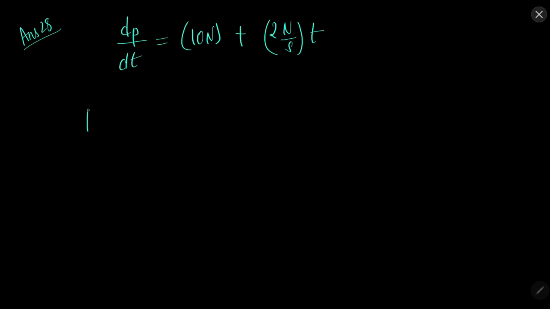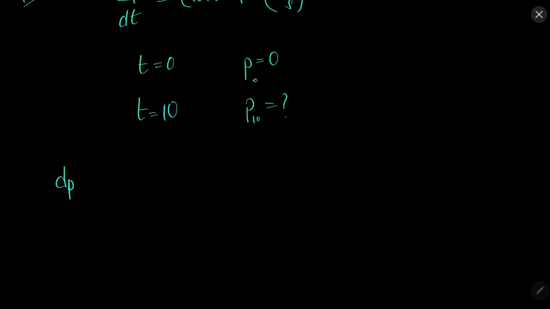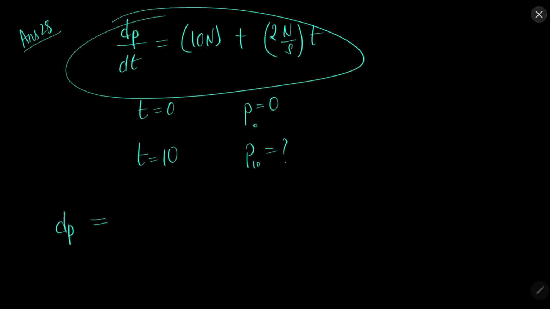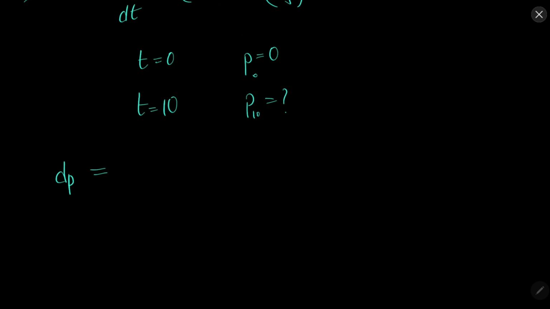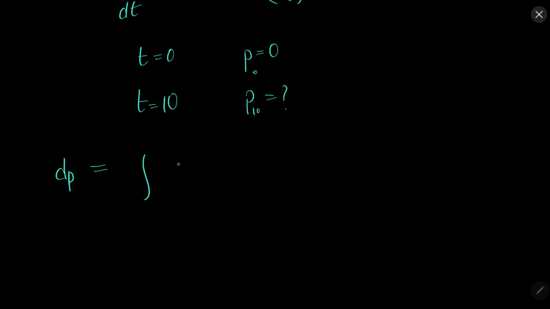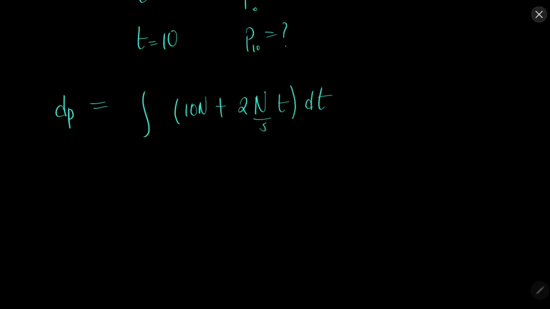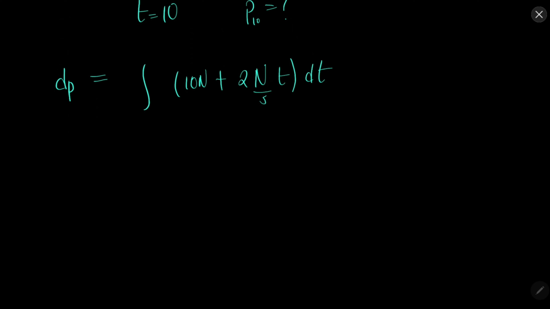So momentum at t equal to 0 is 0. We need to find momentum at t equal to 10 seconds. So let's integrate this and find the momentum. So dp equals integration of 10 Newton plus 2 Newton per second into t into dt. Let's integrate from 0 to p and 0 to 10 seconds.